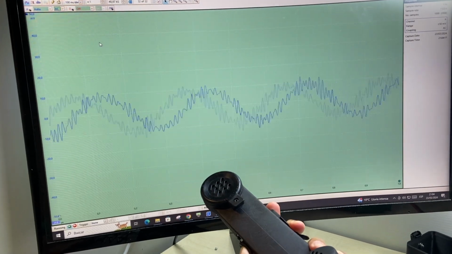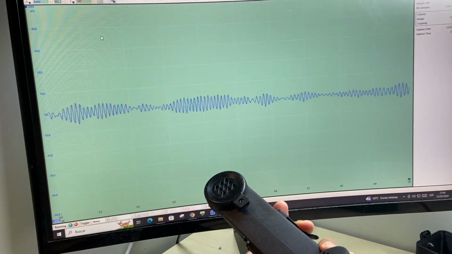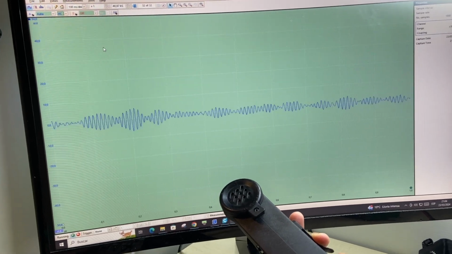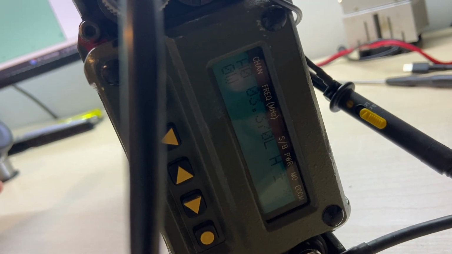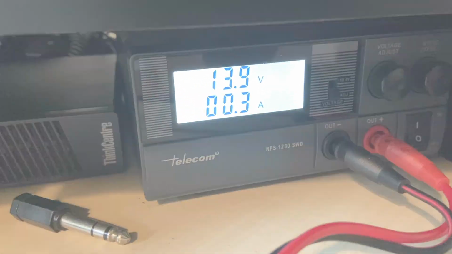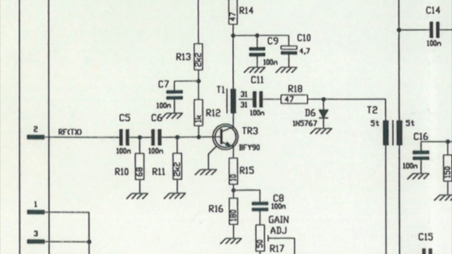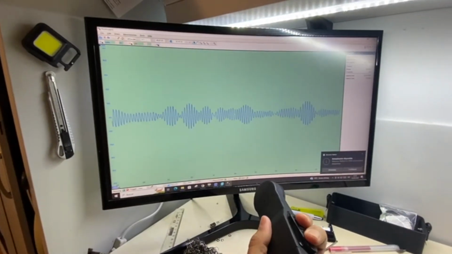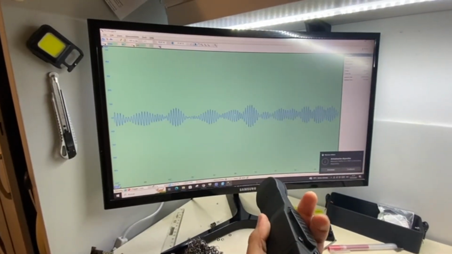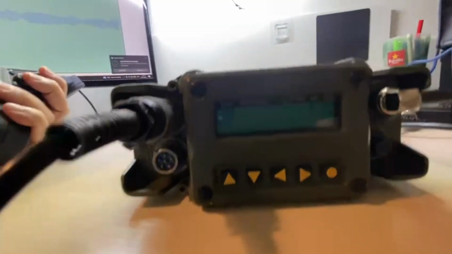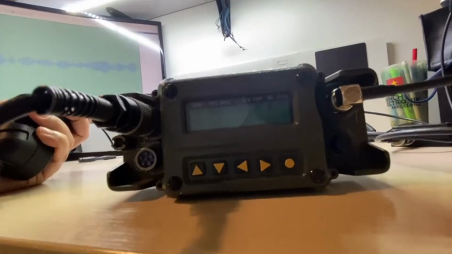Time to measure the voltage between these two capacitors, C5 and C6. This is before the transistor. Now we'll measure the voltage between the resistor R18 and the diode D6. The amplitude is way smaller than before. This means that there's something wrong in this area.